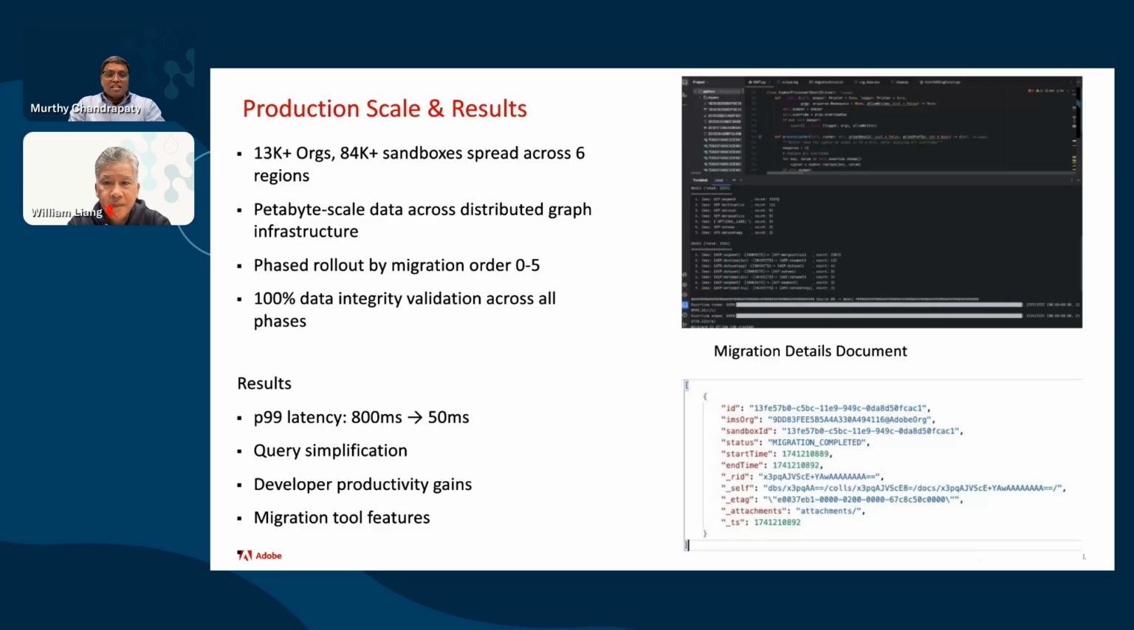The results that we got: query logic simplified. One Cypher query traversal replaced multiple document lookups that we used to do in Cosmos DB. So the data model became very intuitive. New engineers on the team could see the relationships instead of deciphering JSON references.